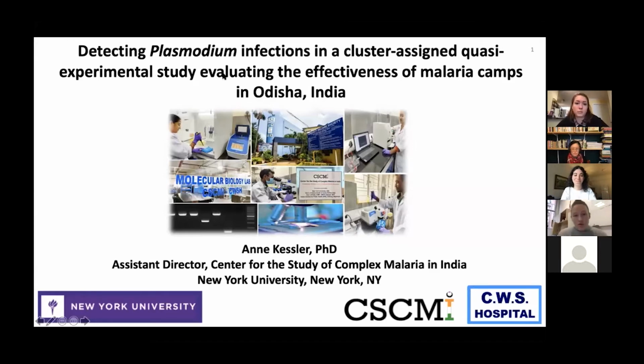Great. Well, thank you to the organizers and thank you to everyone for being here. It's great to be able to talk about how we are detecting Plasmodium infections in a cluster-assigned quasi-experimental study that's looking at the effectiveness of malaria camps in Odisha state in India.